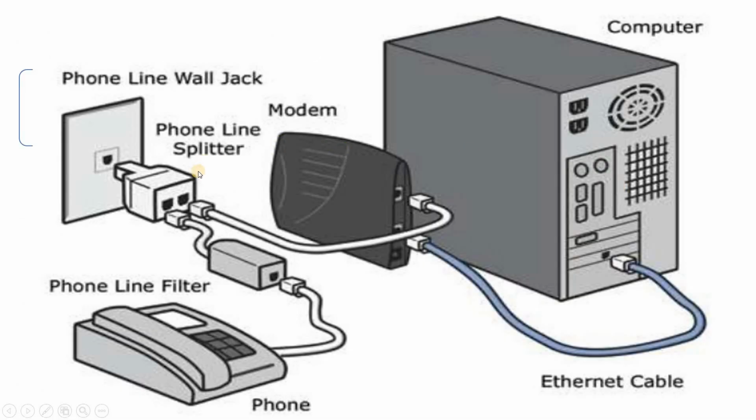And here, this is the view that shows how to connect your telephone LAN connection through the filter, and your computer through the Ethernet cable. From this picture, you can get the idea of how to connect your normal internet connection with your computer through the Ethernet cable.